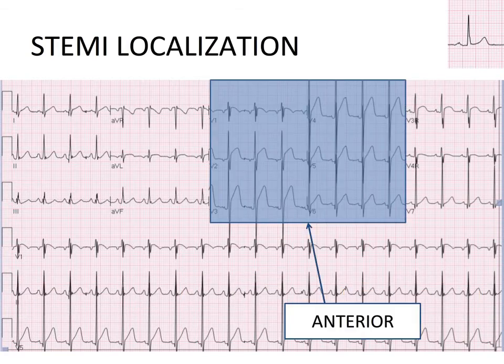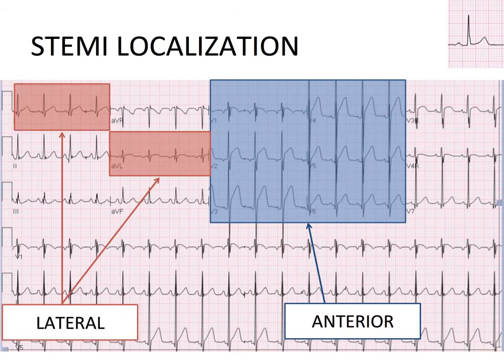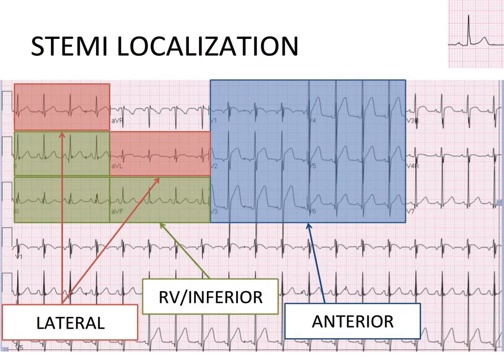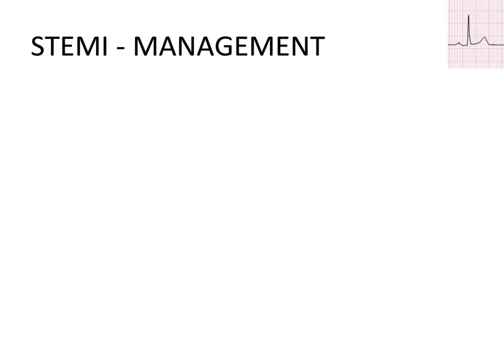In terms of localization, the precordial leads represent an anterior or left ventricular MI. Specifically, V1 and V2 indicate anterior septal infarct, V3 and V4 represent anterior apical infarct, and V5 and V6 represent anterior lateral infarct. Leads 1 and AVL represent a lateral infarct. Leads 2, 3, and AVF represent a right ventricular or inferior infarct.